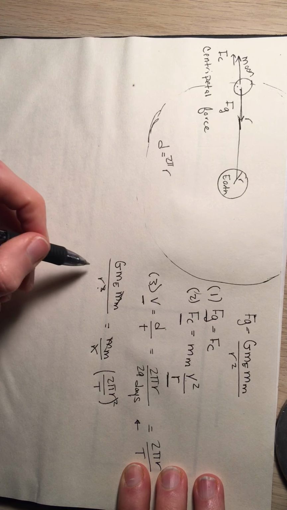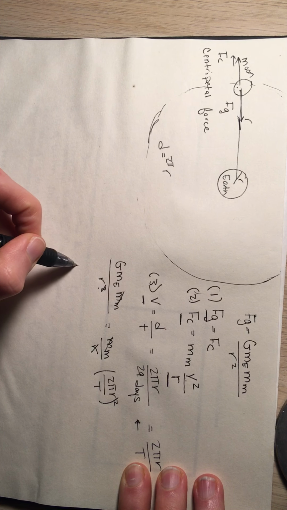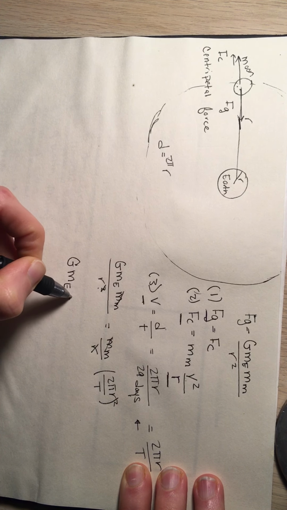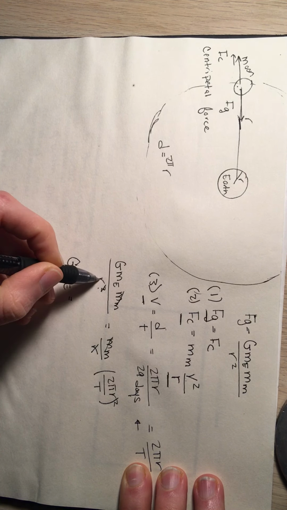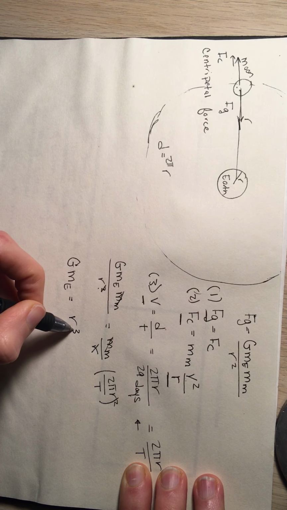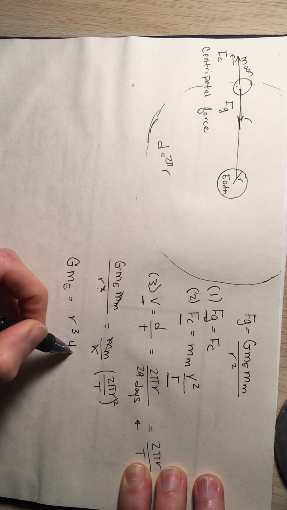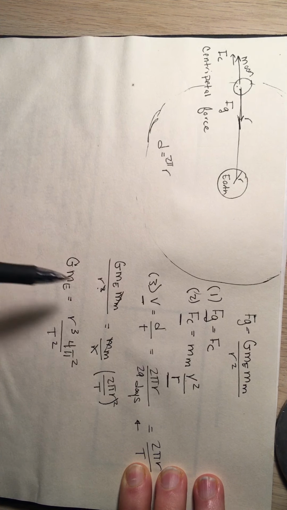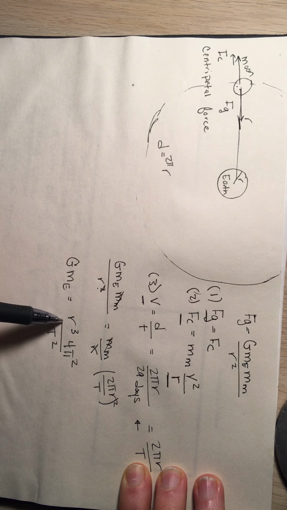So if we write that below and simplify all this, we're left with the gravitational constant times the mass of the Earth equals, take this r, multiply it over here, r cubed times 4 pi squared all over T squared. All right.